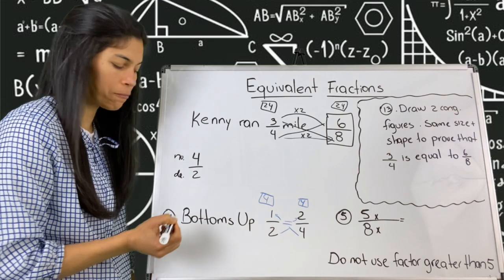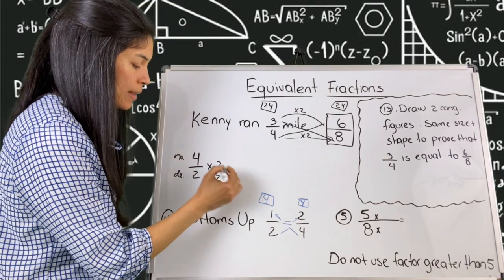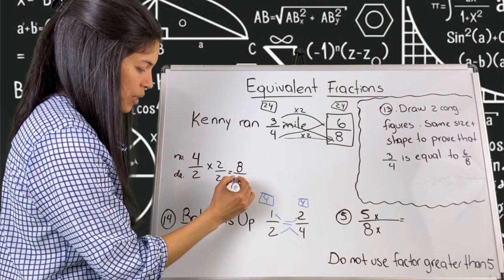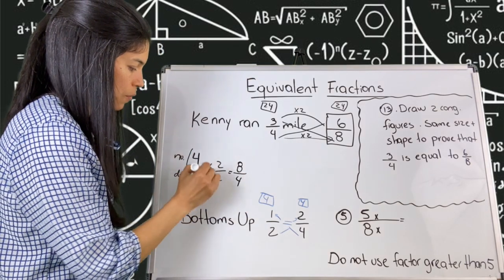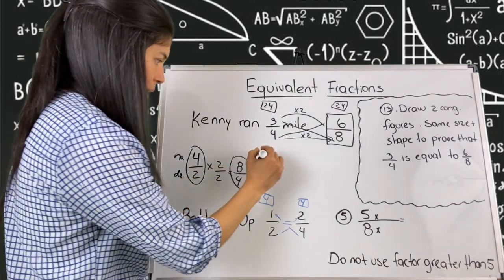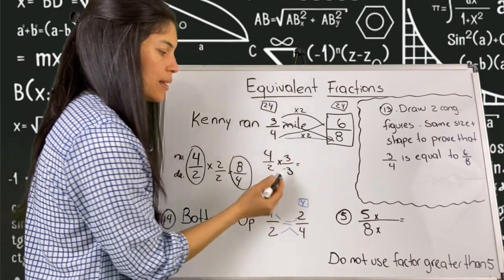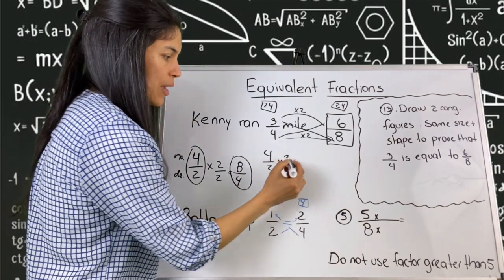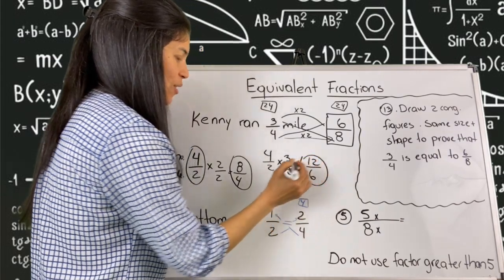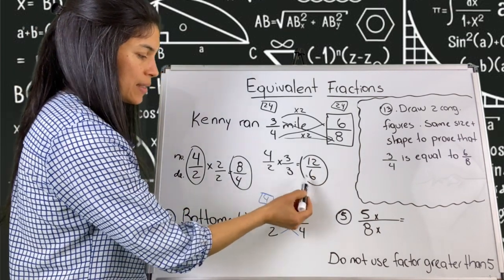I have a fraction here, 4/2. If I multiply this by 2, numerator and denominator, I will get 4 times 2 is 8, and 2 times 2 is 4. 4/2 is equivalent to 8/4. I could also have multiplied the 4/2 by 3, numerator and denominator. 4 times 3 is 12, and 2 times 3 is 6. This is also an equivalent fraction. 4/2, 8/4, and 12/6 are equivalent.